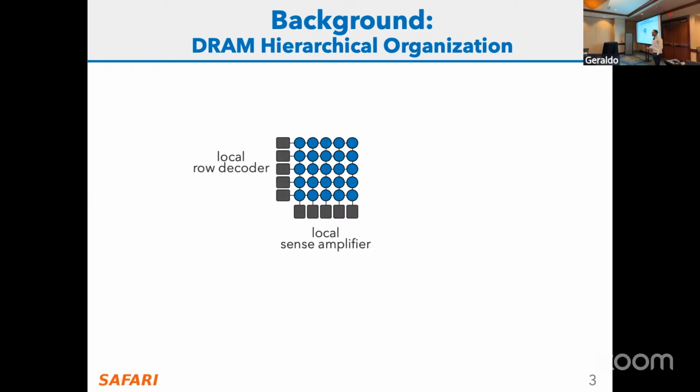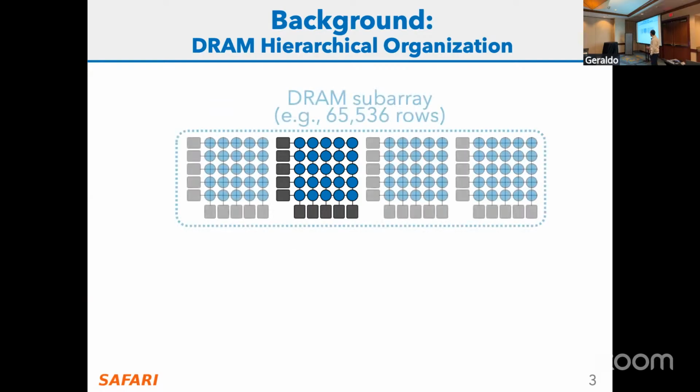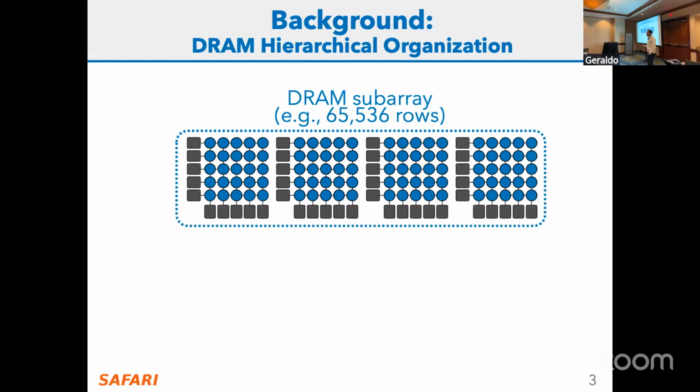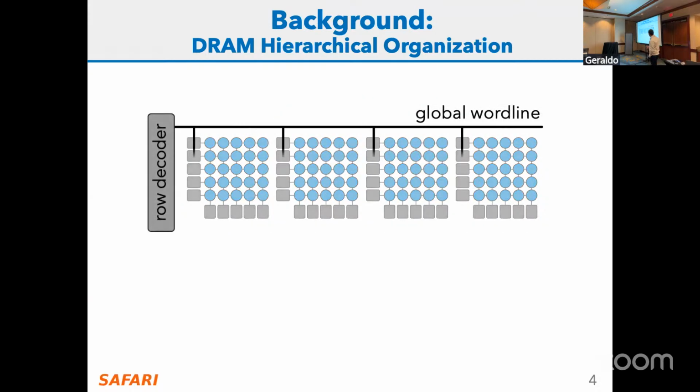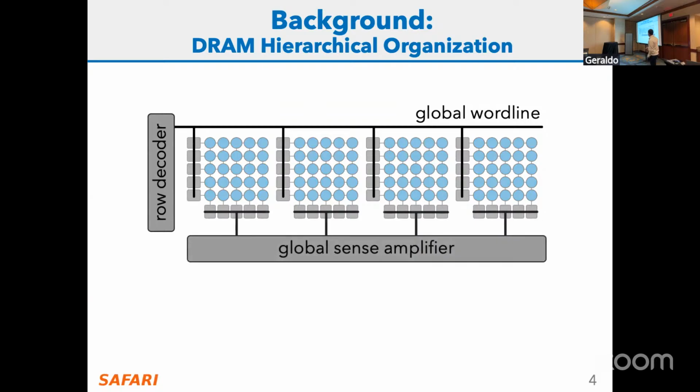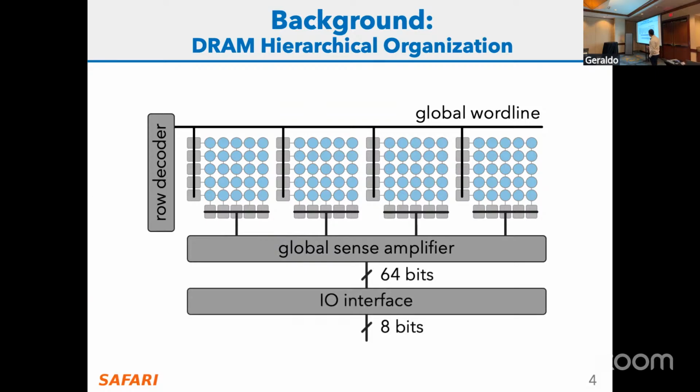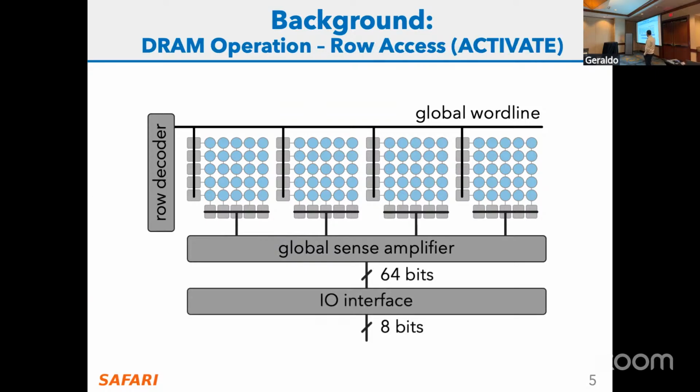At the next level of the hierarchy, we have a DRAM subarray. A DRAM subarray is basically a collection of DRAM mats, and it shares a global word line, which spans across the many DRAM mats inside the subarray, and some sensing logic, the global sense amplifier here, that is used to move data from the local sense amplifiers to the I/O interface and eventually to the memory channel.